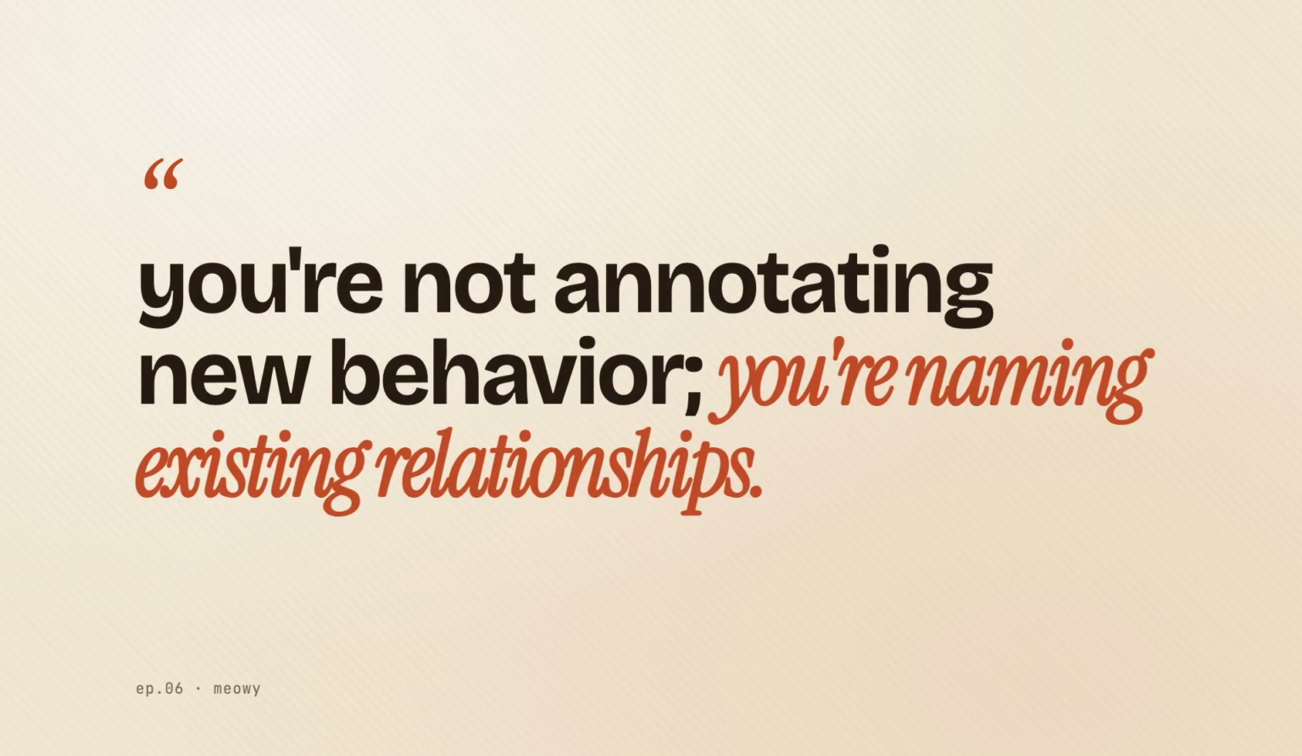That's it. This whole episode is about how you're not annotating a new behavior. You're naming relationships that already existed. And that's the lifetime way. And honestly, that's just the way for generics and traits also.